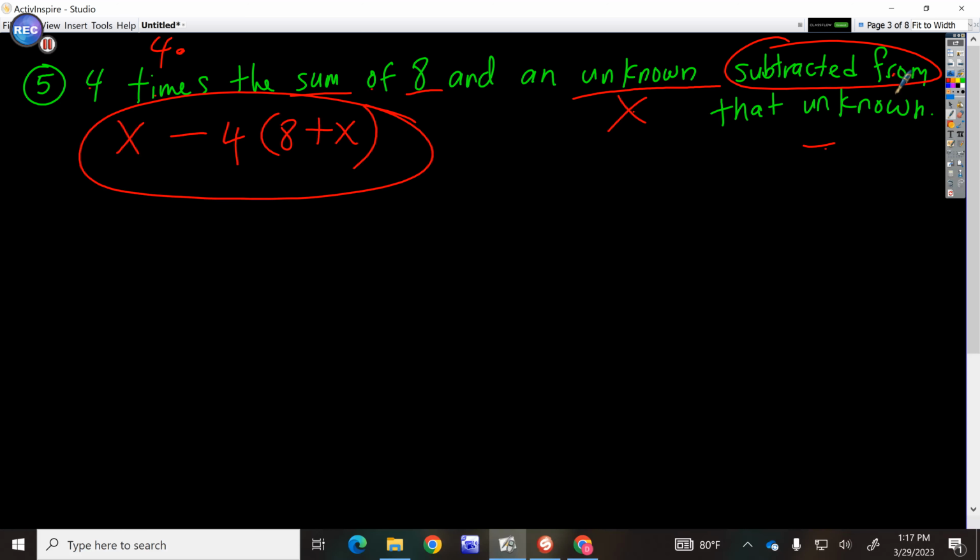All right? Now, what if this said another unknown instead of that unknown? What would be different here? Another letter. Very good, Samantha. Another variable. But since it says subtracted from that unknown, we know it has to be that one, the one we already labeled. You with me?